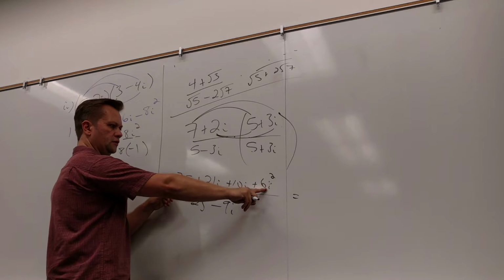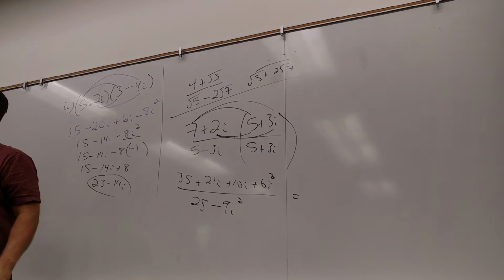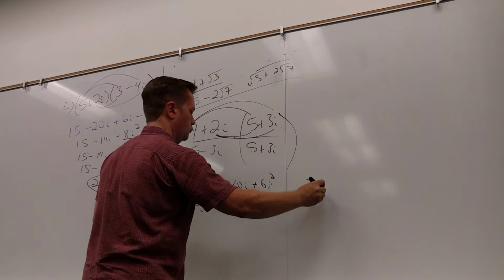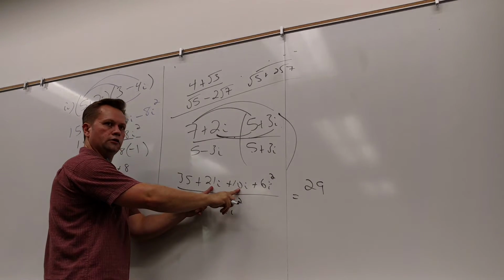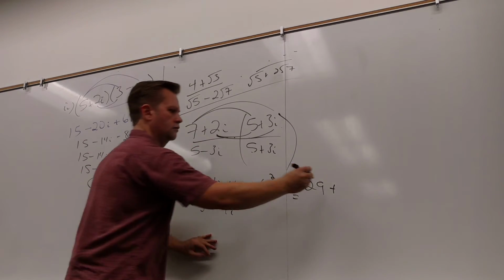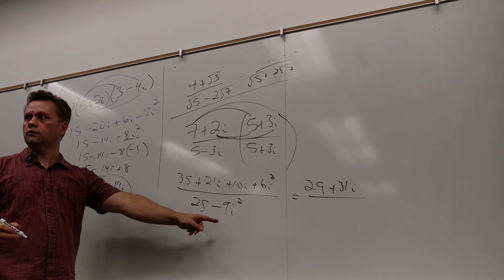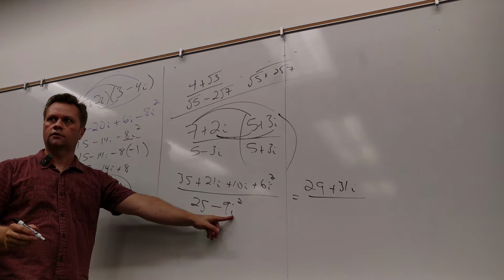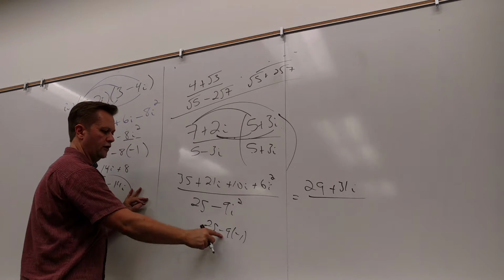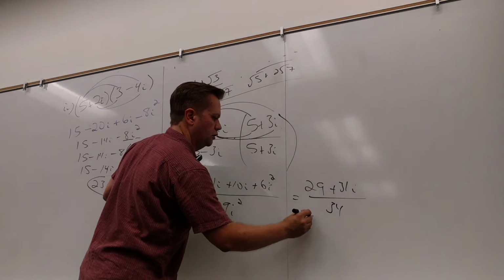So this becomes, what's i squared? Negative 1. So this becomes negative 6. 35 minus 6 is 29. And I can put the middle terms together. 12. Oh, it is 21. Okay. And the same thing happens down here, right? i squared is negative 1. So this is 25 minus 9 times negative 1, 25 plus 9. So 34.